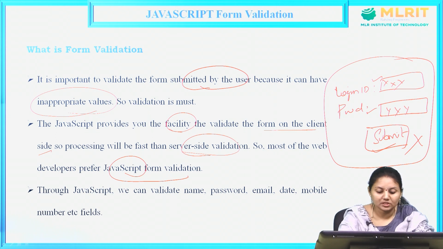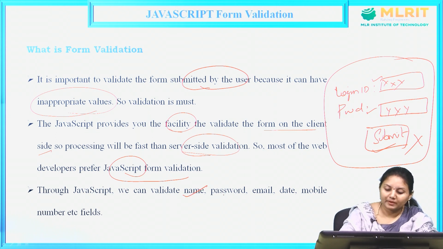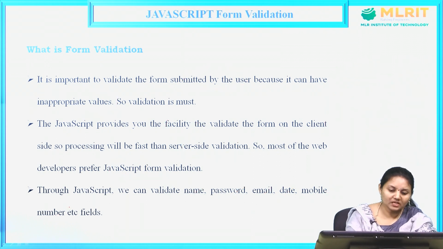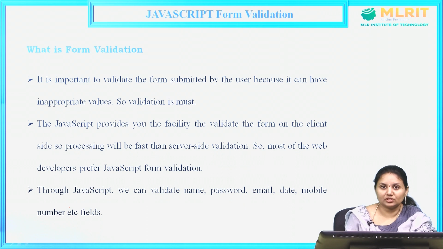Through JavaScript we can validate name, password, email, date, mobile number, etc. What are the fields that we are going to give? We usually give a selection list where users can select appropriate values that are listed in the selection box. In such a way, the form validation can be updated.